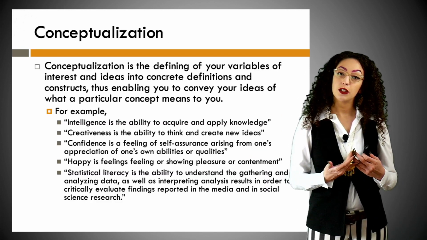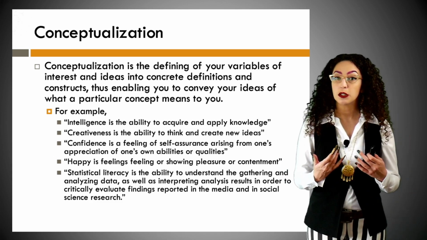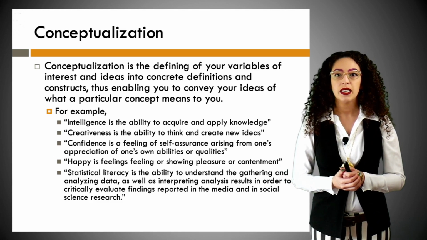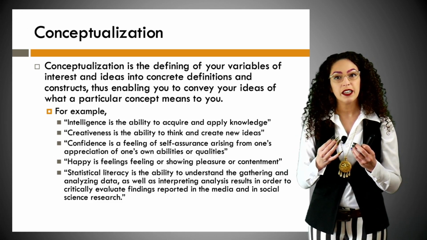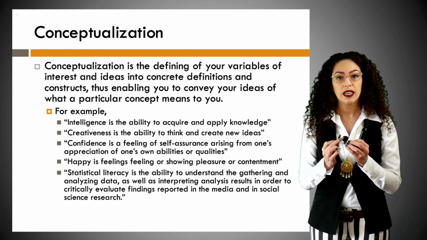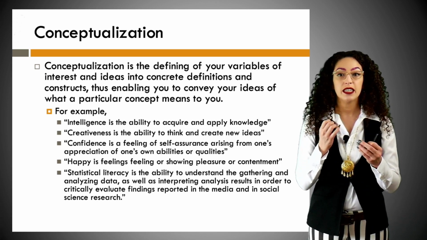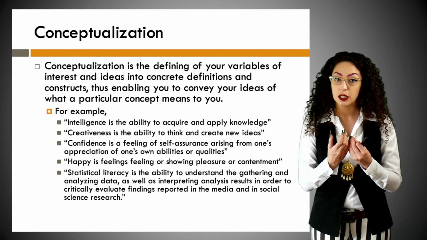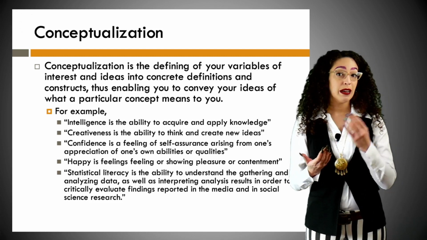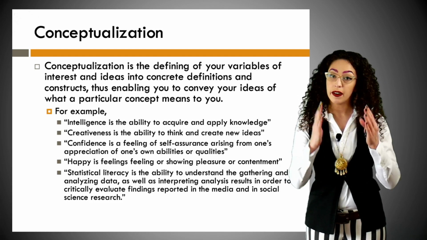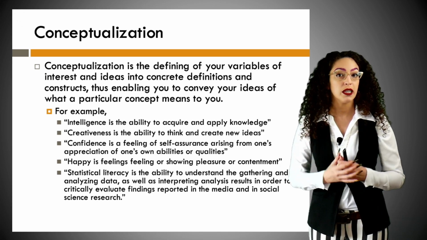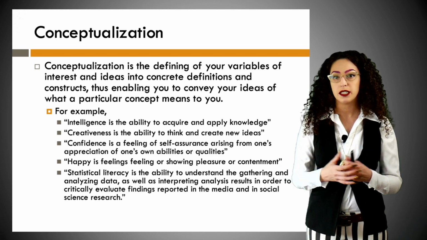So the first thing you have to do when you're trying to research and measure something is you have to conceptualize this particular concept. It's the defining of your variable of interest and ideas into a concrete definition and construct, thus enabling you to convey your idea and your particular concept, what it means to you, to other people. Because what you think of as intelligence or creativity may not be somebody else's definition of that. So it's very important that your terms are explicitly stated so a person knows what you mean, at least, when you say intelligence or creativity.